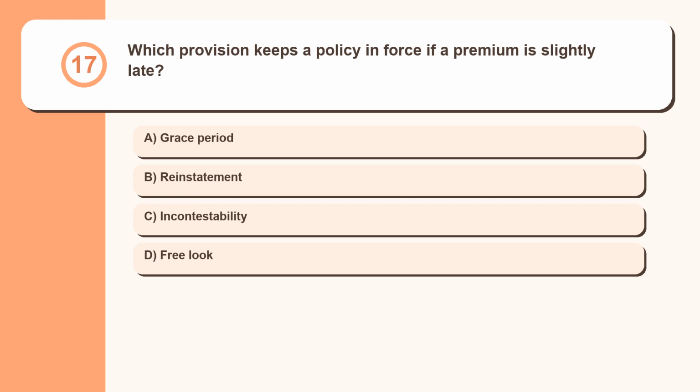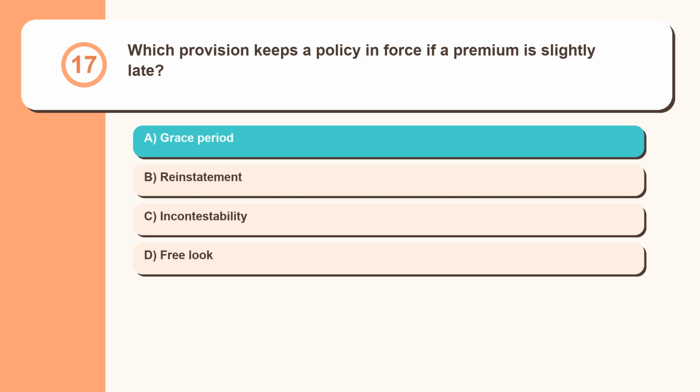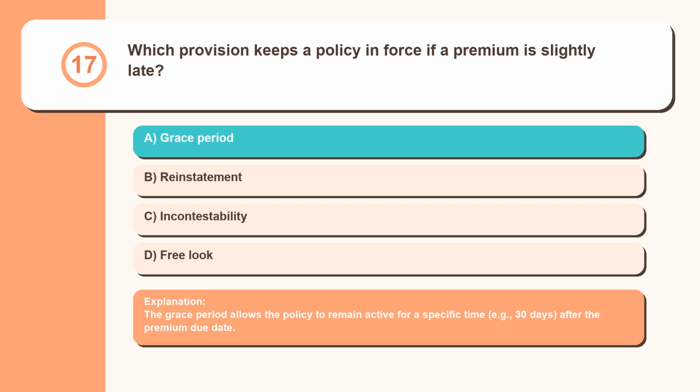Question 17. Which provision keeps a policy in force if a premium is slightly late? Grace period, reinstatement, incontestability, free look. The grace period allows the policy to remain active for a specific time, for example 30 days, after the premium due date.